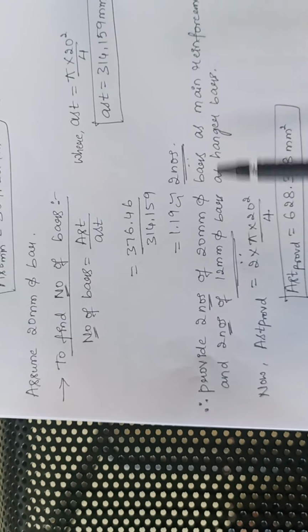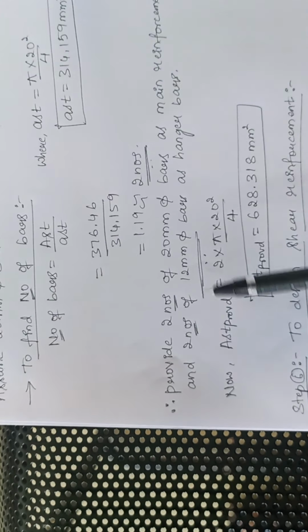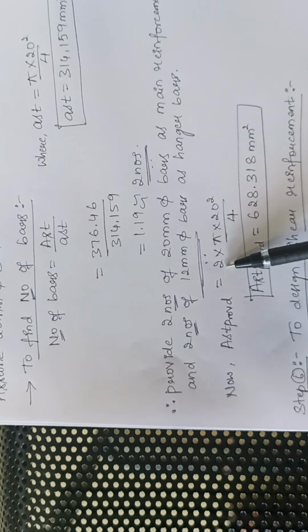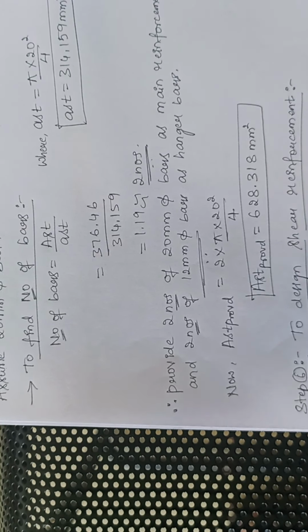Then once you decide the dia of the bar and once you get the number of bars, we have to find the provided AST. So we are providing 2 numbers of 20 mm dia bars. Let us find the total AST provided, that is number of bars into area of 1 bar. 2 into pi d square by 4 gives you the AST provided, which is 628.318 mm square. So that is the provided AST now. After this, for all the steps wherever you get the term AST, you have to consider the provided AST now. So that completes step number 5.